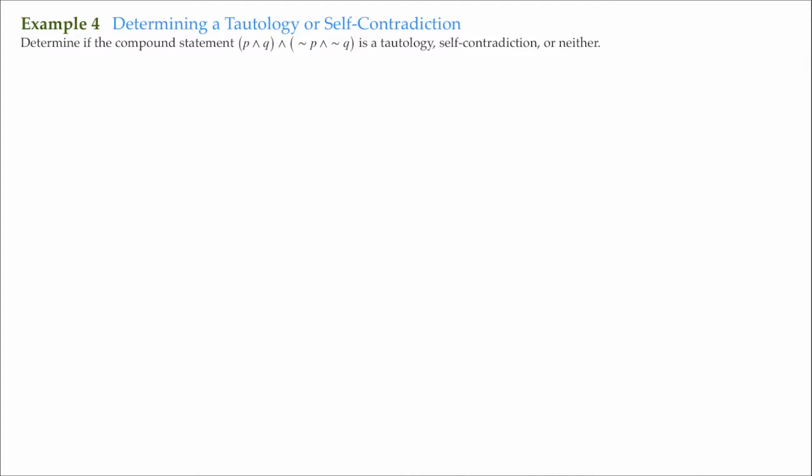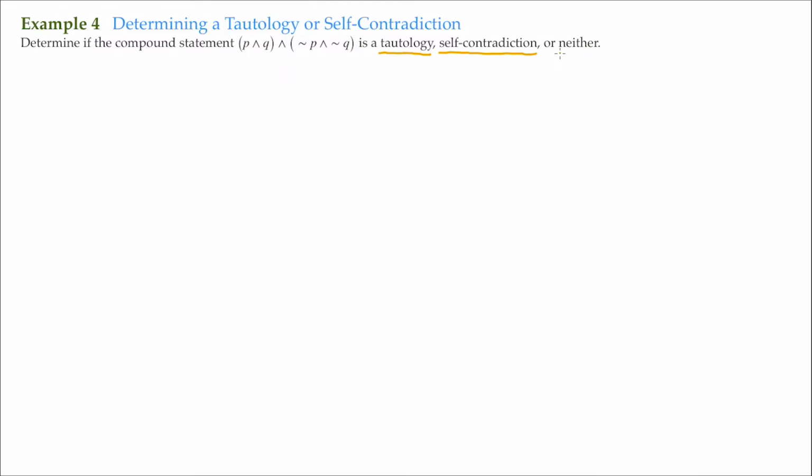In this example, we are going to determine whether this compound statement here is a tautology, a self-contradiction, or neither. A tautology is where the resulting truth values for the compound statement are every one of them true. A self-contradiction is where all the resulting truth values of the compound statement are all false. Every one of them is false.